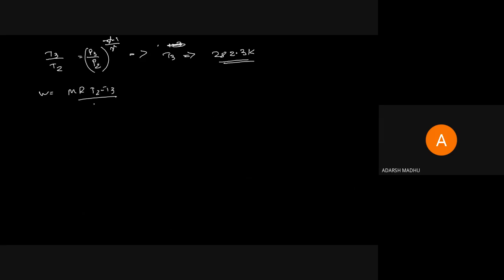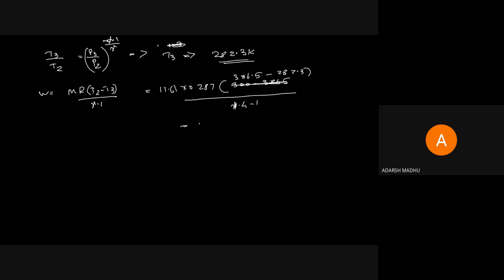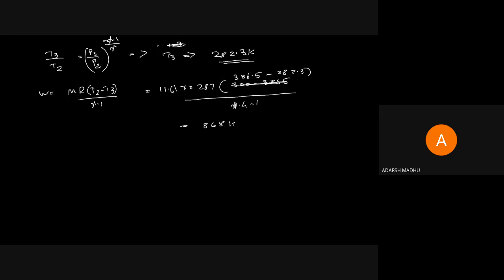Thereafter, substitute the values in the work done equation, mR(T2 minus T3) divided by gamma minus 1. M is given as 11.61 into 0.287, T2 is 386.5, minus T3, 282.3, all divided by gamma minus 1, that is 1.4 minus 1. We will get the value as 868 kilojoule.